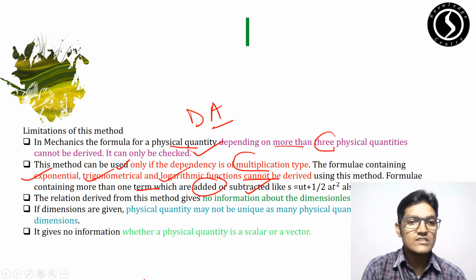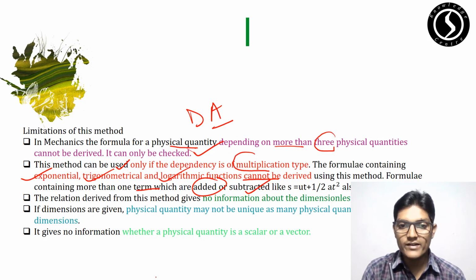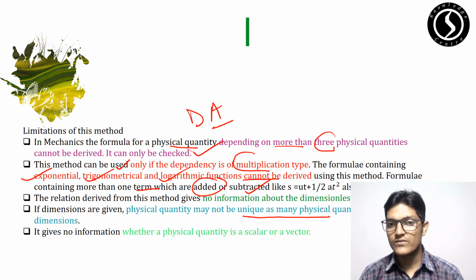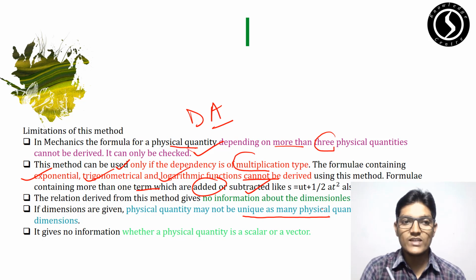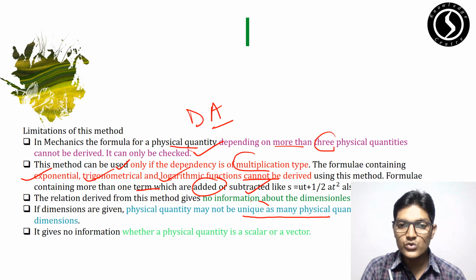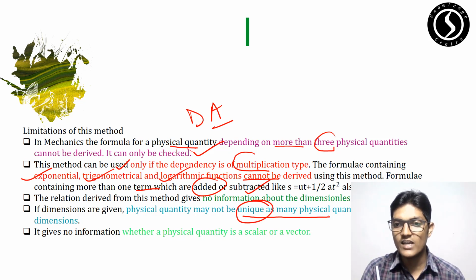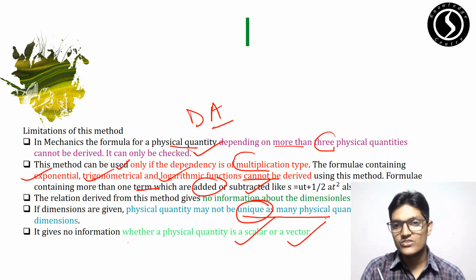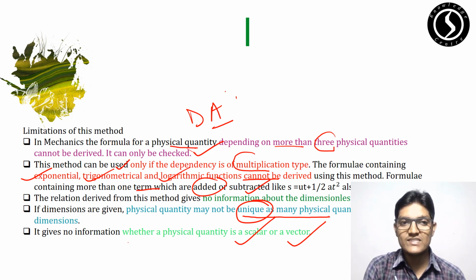Now if dimensions are given, the physical quantity may not be unique, as many physical quantities have the same dimensions, because we have seen a few physical quantities have the same dimensions. So with the help of DA, we cannot differentiate them, right? Okay, now it gives no information whether it is a scalar or a vector. So these are the limitations of our dimensional analysis.